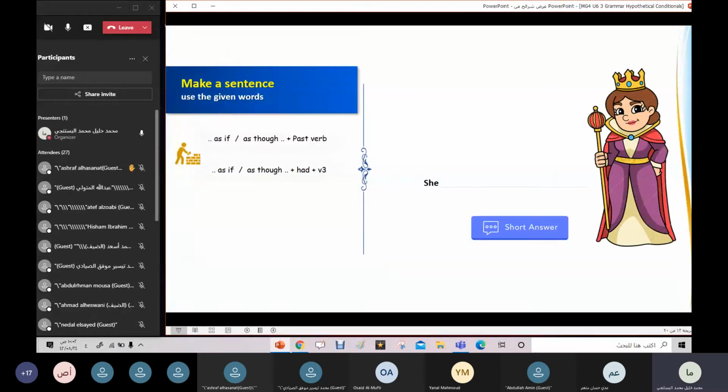Here, Jinan is not a queen, behaving as if. We can say she is behaving as if she were a queen. Look here: she is behaving as if she were a queen. As if, followed by simple past or followed by past perfect.